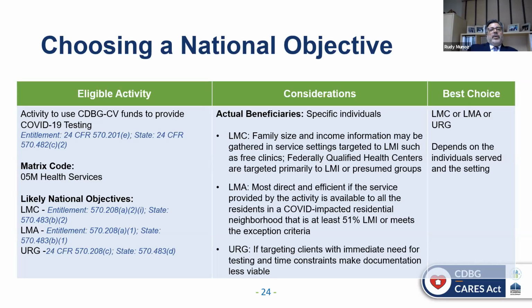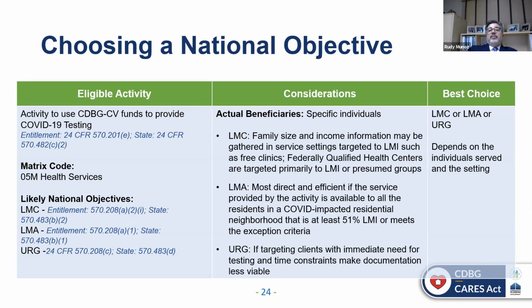The next option that we're going to look at is the low mod area, or LMA. LMA would be appropriate if the testing is available to all the residents of an area that is low and moderate income, and it is primarily residential. And finally, we'll look at the option of urgent need. Urgent need would be appropriate if the overriding consideration is that everyone that is tested, without regard to their income level, without regard to membership in a presumed group or where they live.